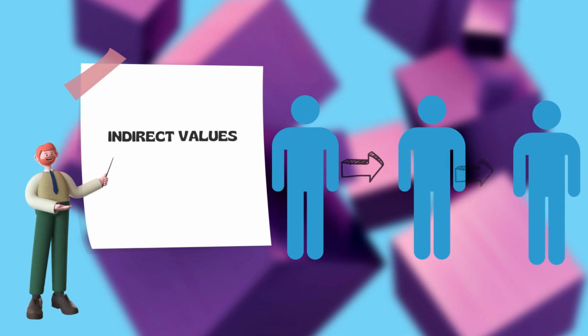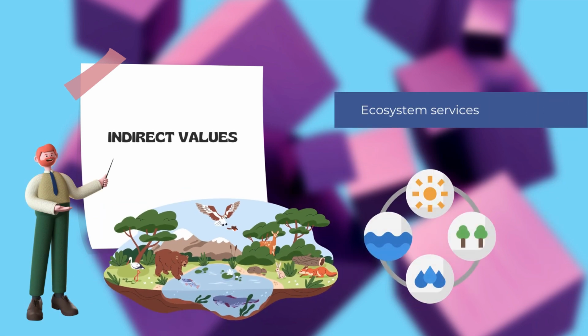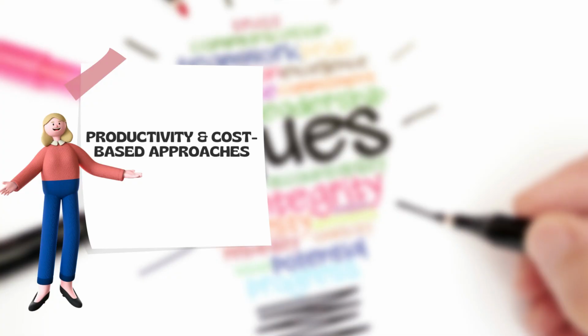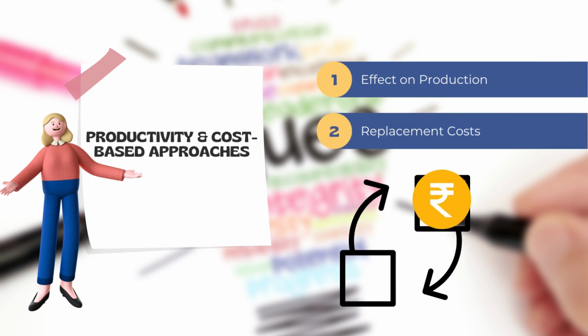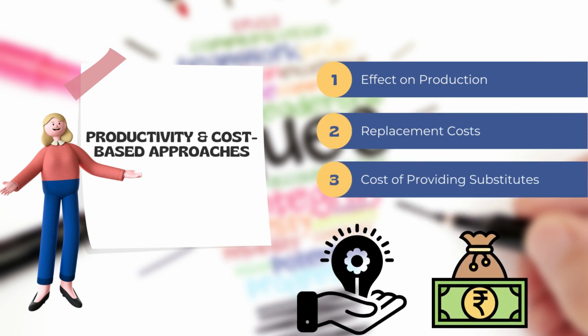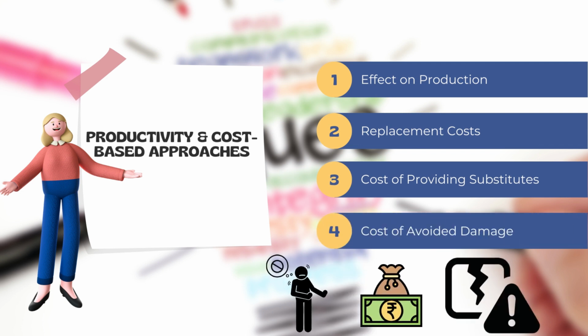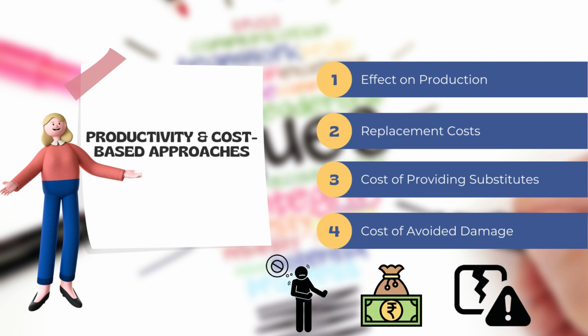Second is indirect value. In this case, the valuation is for ecosystem benefits and services, something that is intangible in nature but has a very important place and very important contribution in running these ecosystem benefits. So, in this case, we use productivity and cost based approaches. This can be effect on production, replacement methods, cost of providing the substitute, cost of avoiding the damage. So, these are different ways how we assess the benefits of direct services through direct values.